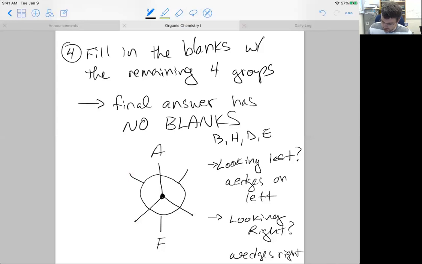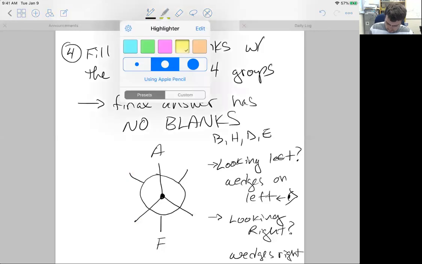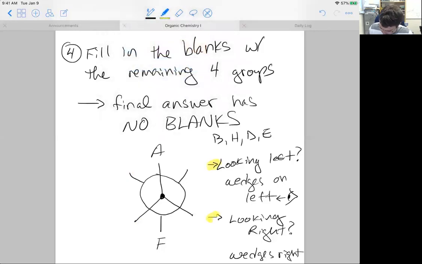So looking left was what we did in the first example of a Newman projection in the last lecture. Our eye is on the right side, but it's looking to the left. Look at that arrow coming out of the pupil. It's pointing from right to left. It's moving towards the left. And if it's looking left, our wedges are on the left. So these are really important mnemonics.